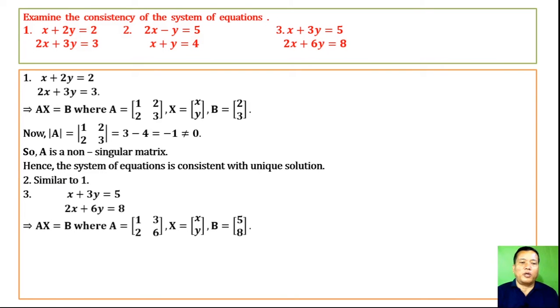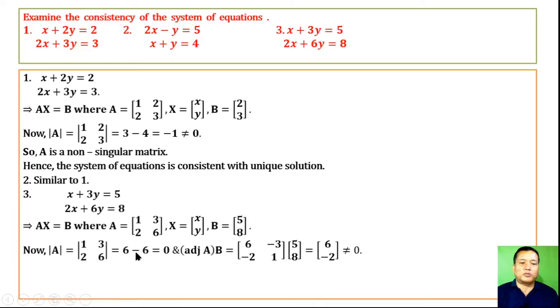AX equal to B, where A is the coefficient matrix, X is the column matrix formed by unknowns, and B is also the column matrix formed by constants. Now determinant of A is 0. Although a further test is required, that is adjoint A into B. For the adjoint of the 2 by 2 matrix, we interchange the two diagonal elements and change the sign of the non-diagonal elements, giving minus 3 minus 2. B multiplied gives a column matrix of 6 minus 2, which does not equal 0.